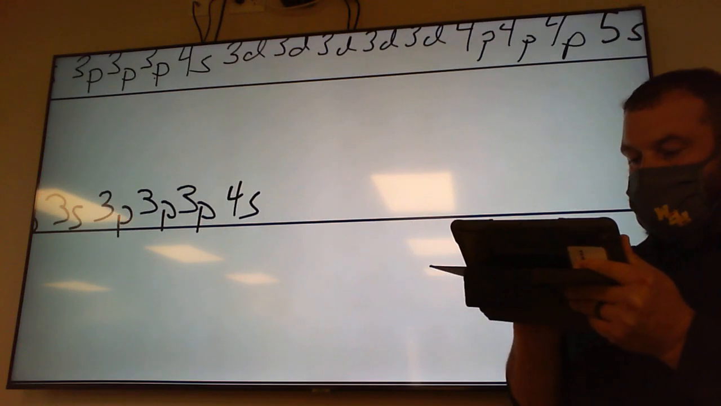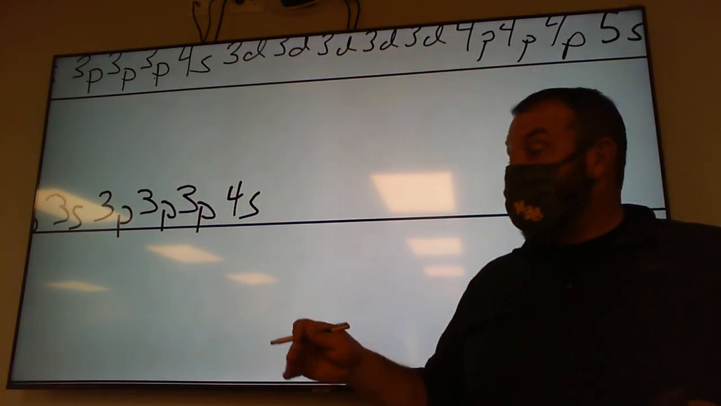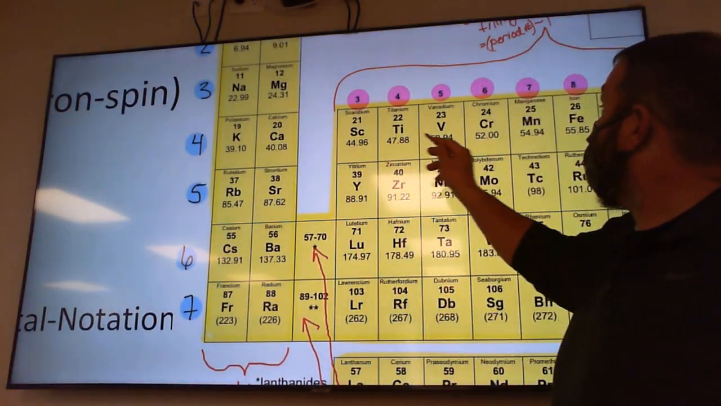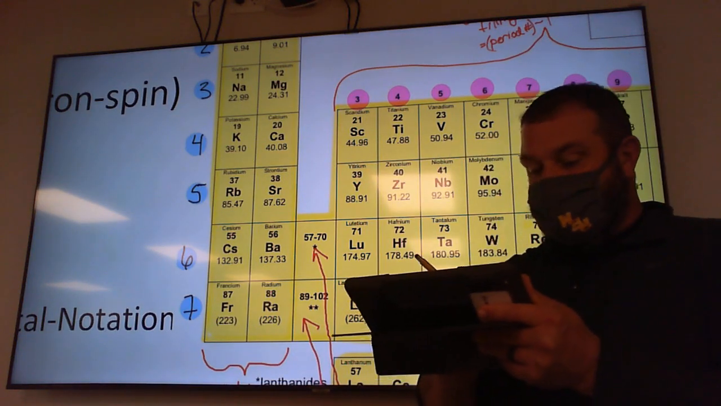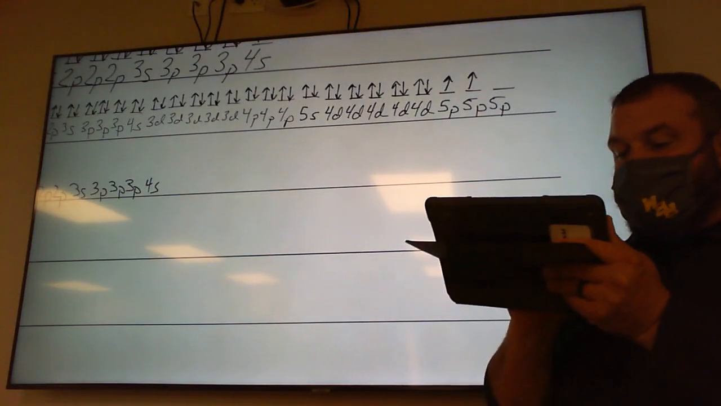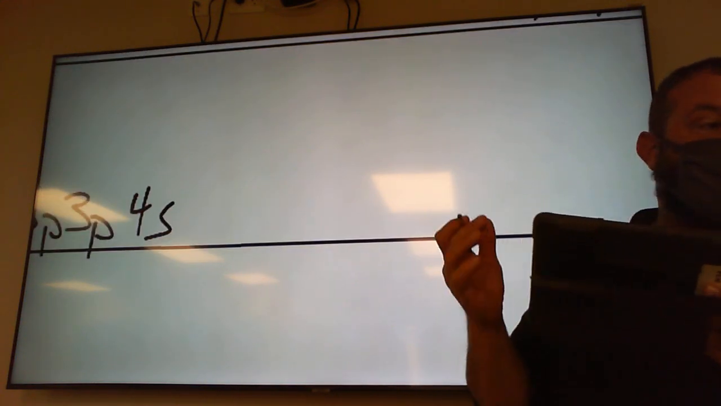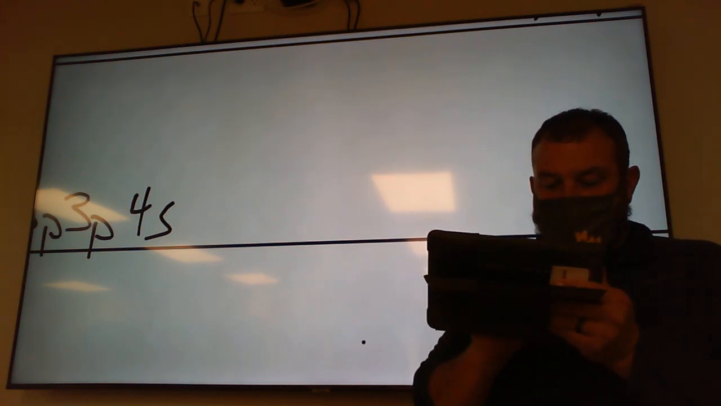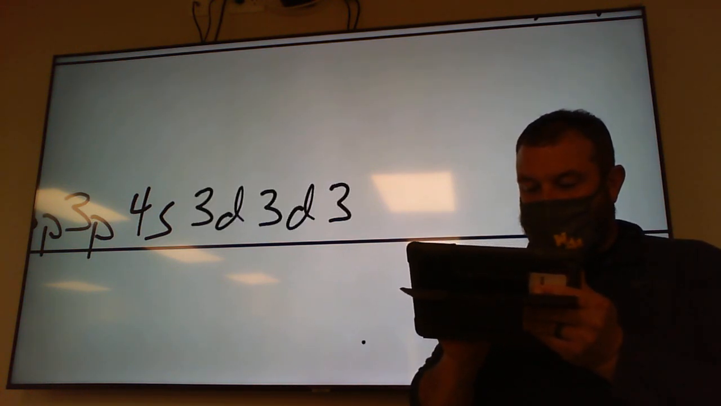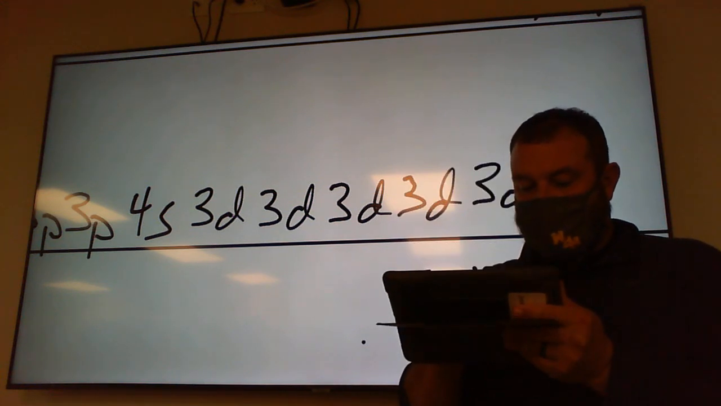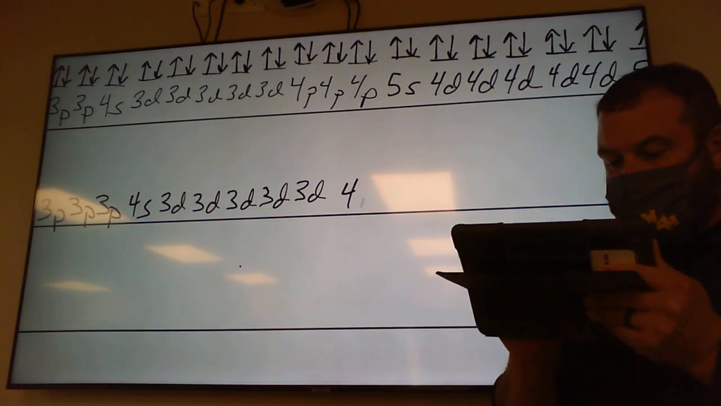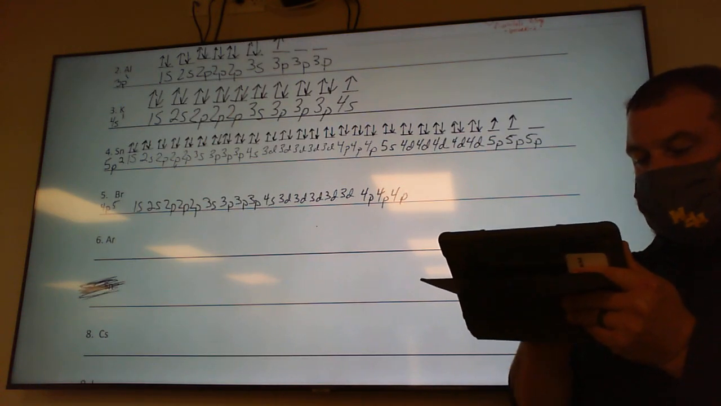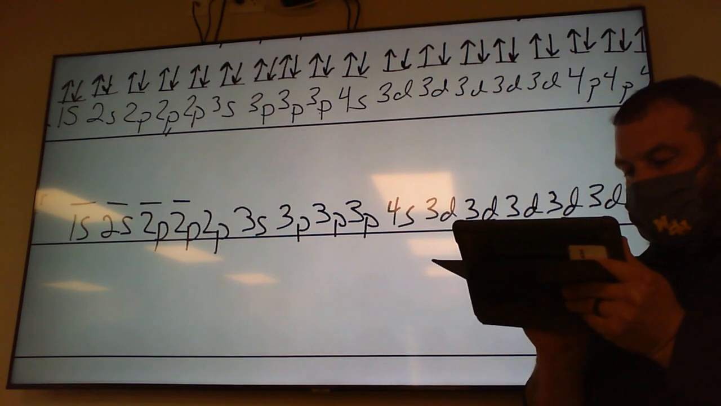then 4s. Now remember, after 4s, I am now going through my D block. So here's 4s. This is now 3d because it's a period number minus 1. So I'm now going to go 3d, and I'm going to write that 5 times because there are 5 d orbitals. Okay? So 3d, 3d, 3d, 3d. And then I'm going to end with 4p, and I'm going to write that 3 times because there are 3 p orbitals. Okay? Draw my lines.